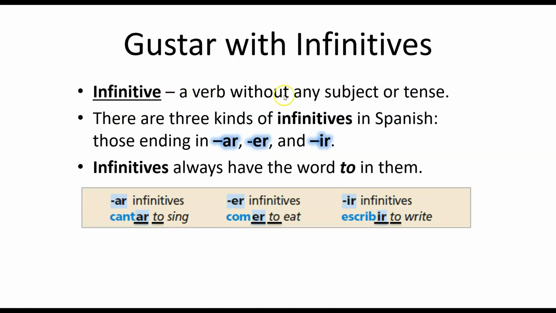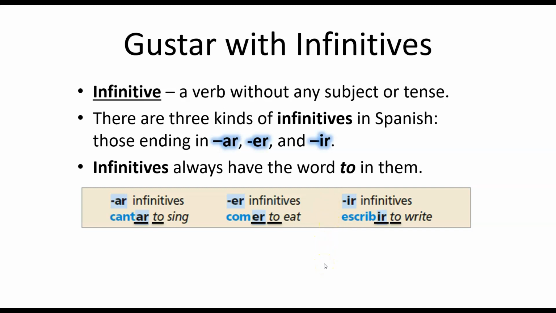Gustar with infinitives. So infinitive, a verb without any subject or tense. So we're not saying who's doing the thing and when it's happening. There are three kinds of infinitives, right? We said that verbs that end in AR, ER, and IR. Infinitives always have the word to in them. So we talked about that. AR infinitives, cantar, to sing. ER infinitives, comer, to eat. IR infinitives, escribir, to write.